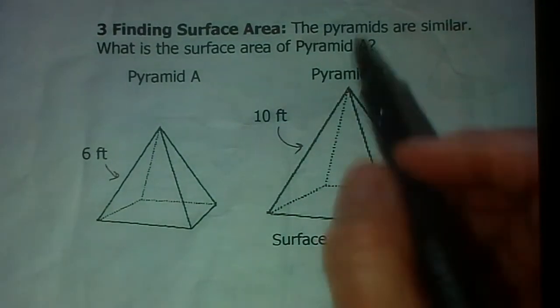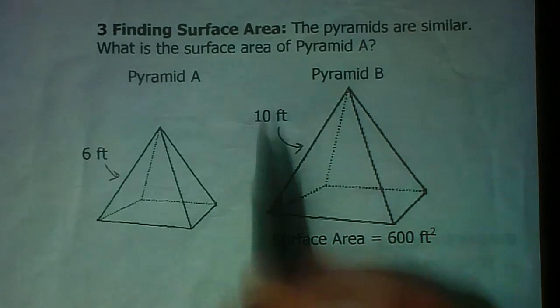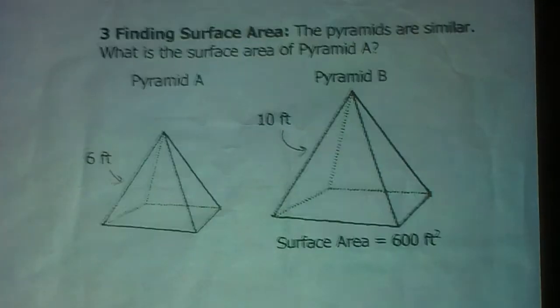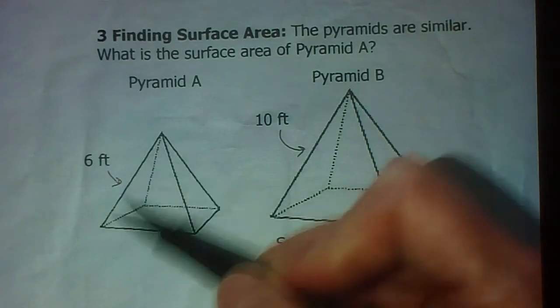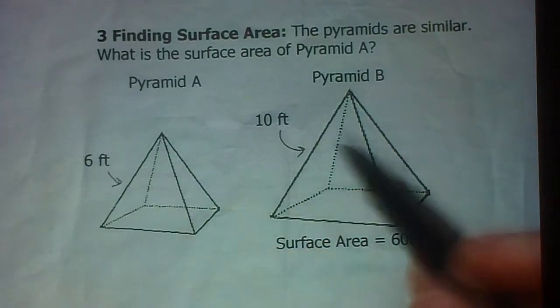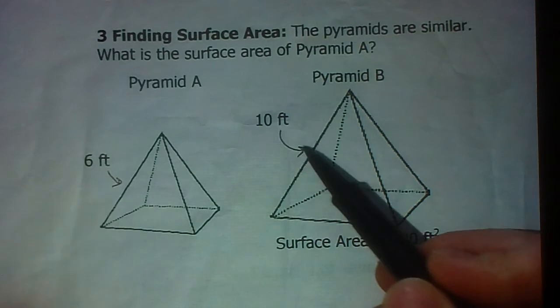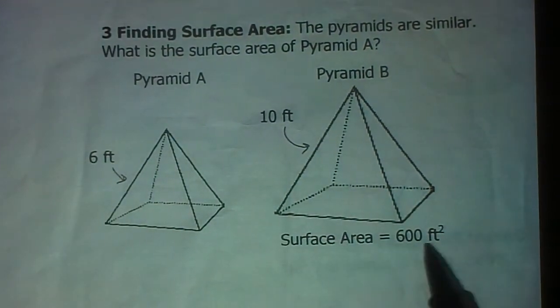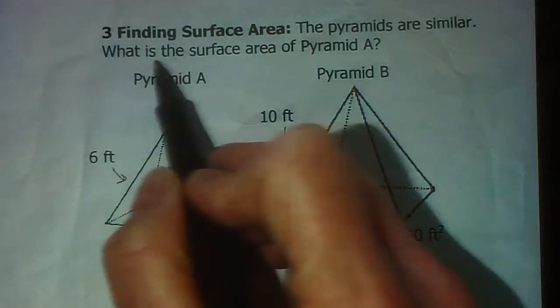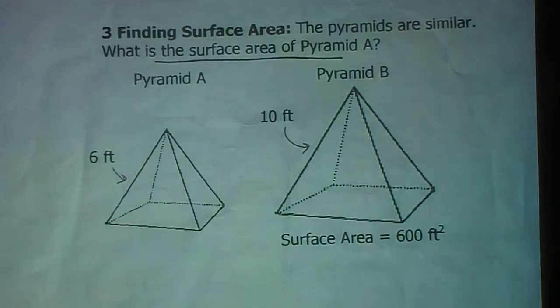Finding surface area. The pyramids are similar. What is the surface area of pyramid A? So here's pyramid A. You know that we have a slant height right here of 6 feet, and over here this side length corresponds with that one, that's 10 feet. I tell you the surface area of pyramid B is 600 feet squared. Our job is to find the surface area of pyramid A.